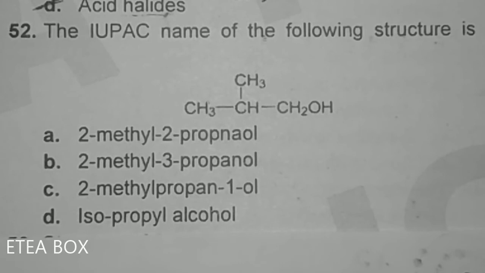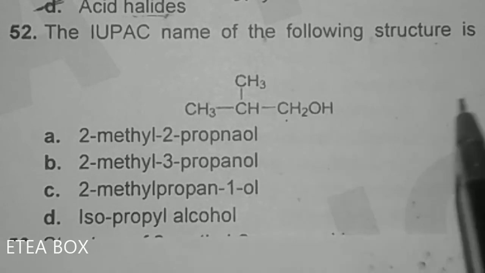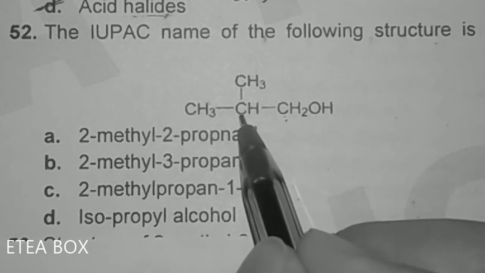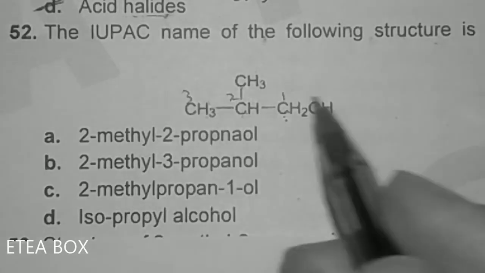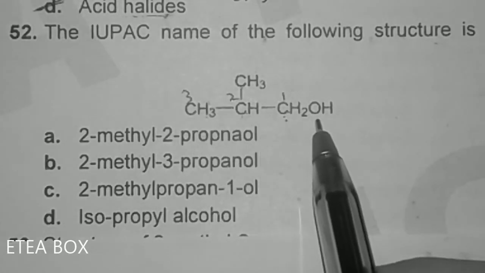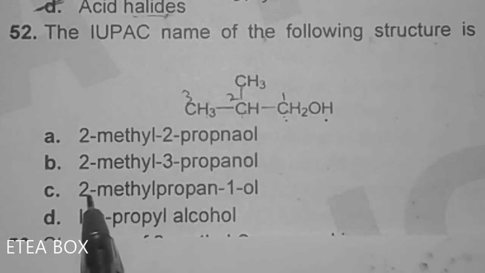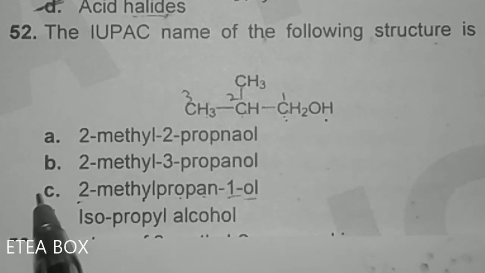IUPAC name of the following structure is. Now select the longest carbon chain containing the OH group. Now you have to start the numbering where the hydroxyl group is nearer. Now 1 2 3 or 1 2 3. Let's suppose I take this 1, 2 and 3. So propane will be the parent name and you have to write OL, propanol. So it will be 2-methyl propane, and on carbon number 1 hydroxyl group is present. So 2-methyl propanol is the IUPAC name for this structure.